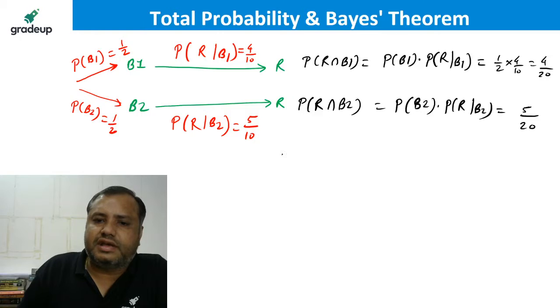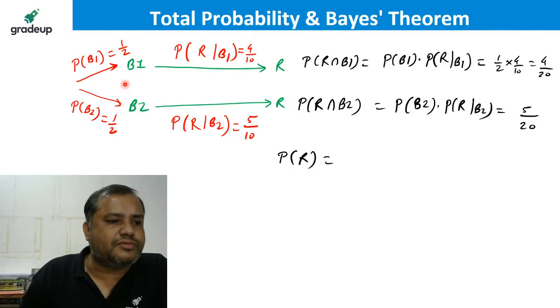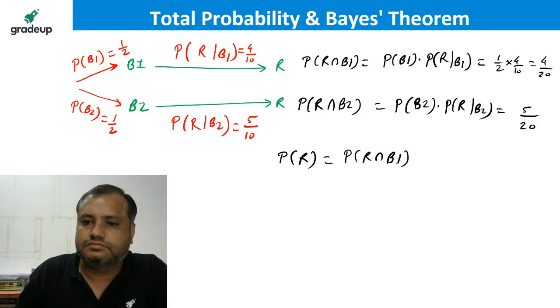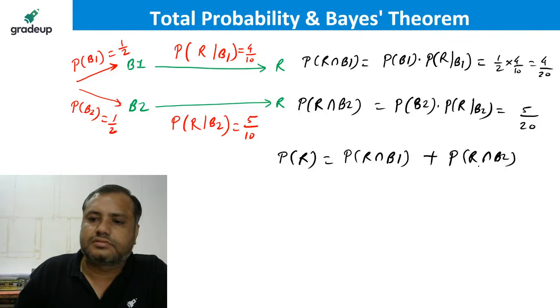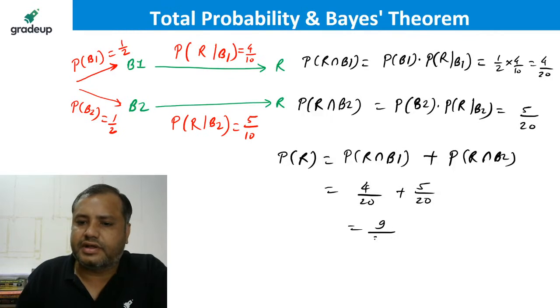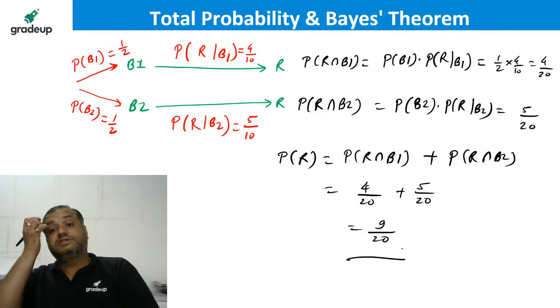So ultimately, the probability of getting a red ball. This red ball can be obtained either from the upper path or from the lower path. That is the addition of this one or this one. Or means plus. So this will be 4 by 20 plus 5 by 20, that will be 9 by 20. This is the scenario.